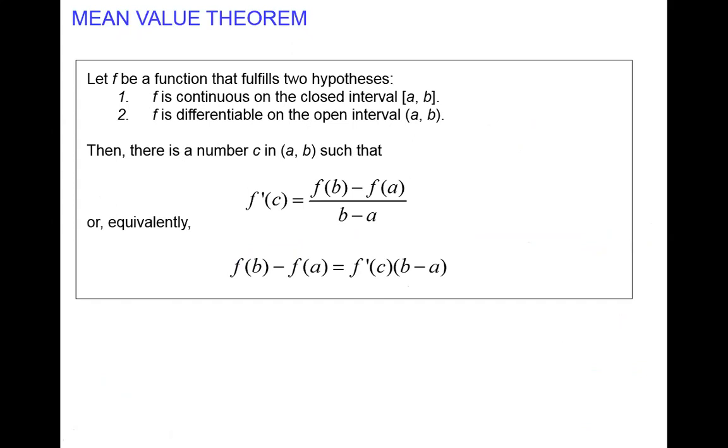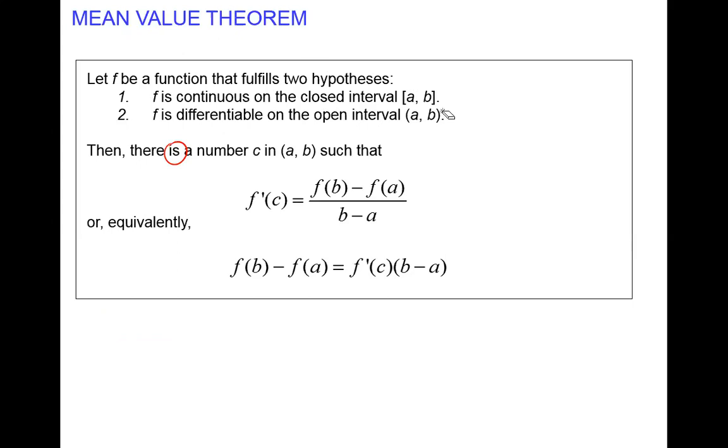Okay, that means the mean value theorem is a little bit similar, but with a small difference. Again, you can notice that there is a number. It's also an existence theorem. That means now what we need? We need a function with two hypotheses. The function must be continuous on the closed interval from a to b and differentiable.